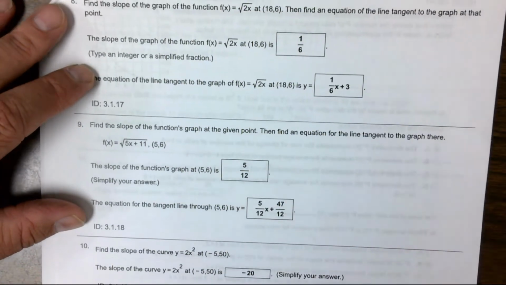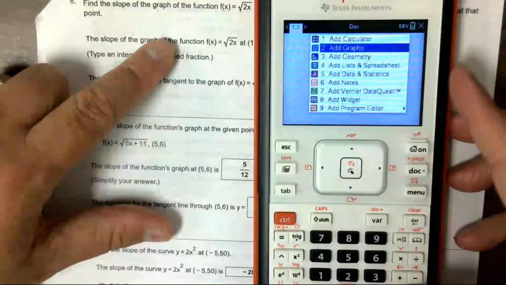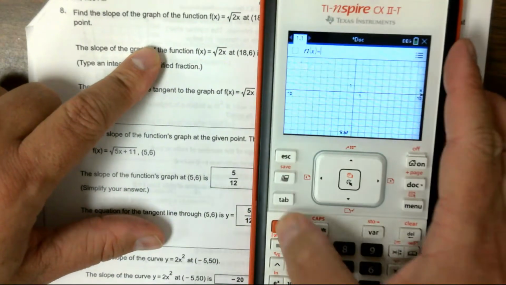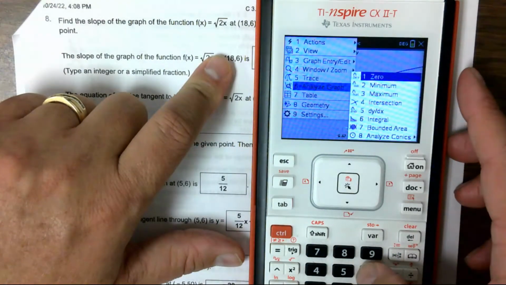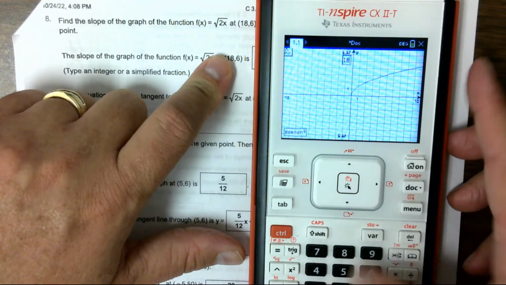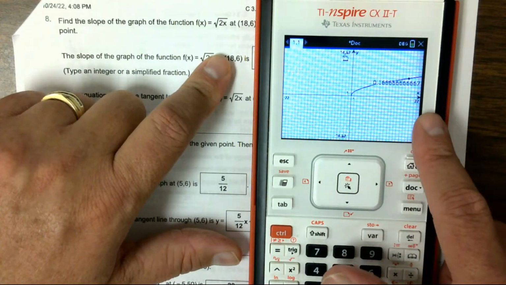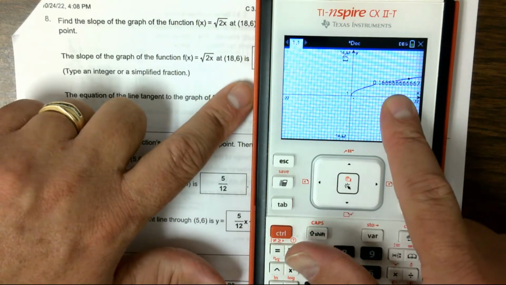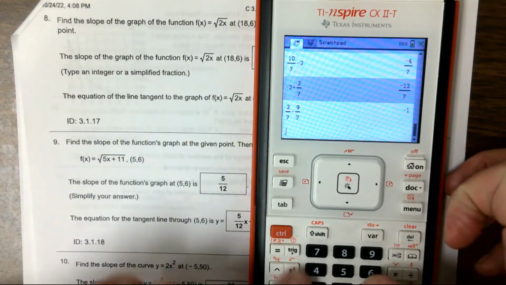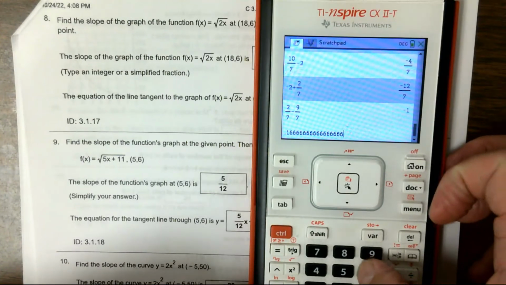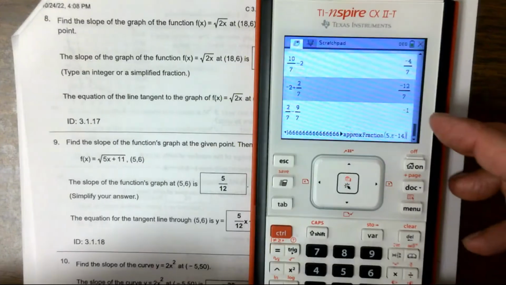Again, more of the same. Square root of 2x at position 18. So when I did that, it pushed my window over for me. Now I got this decimal, and so remember that last 7 was just a rounding issue. So keep it 6 right here, go halfway, and get it as 1/6.